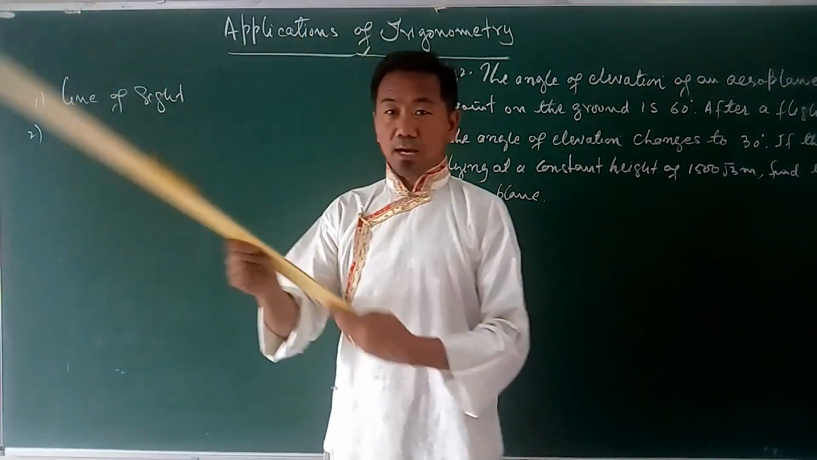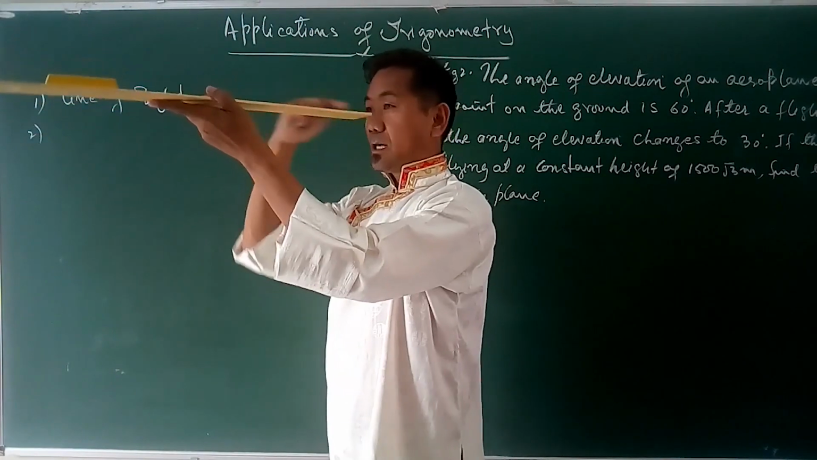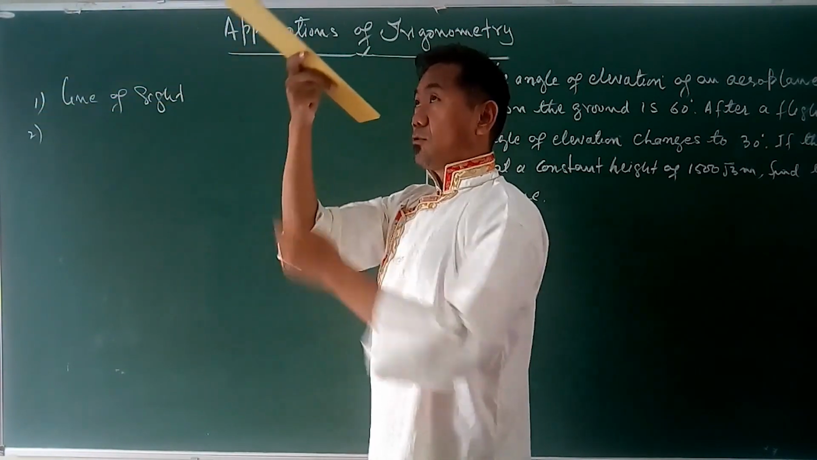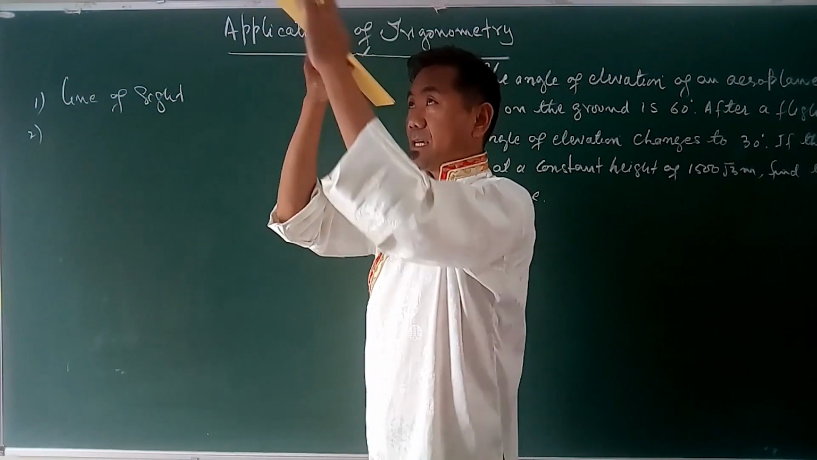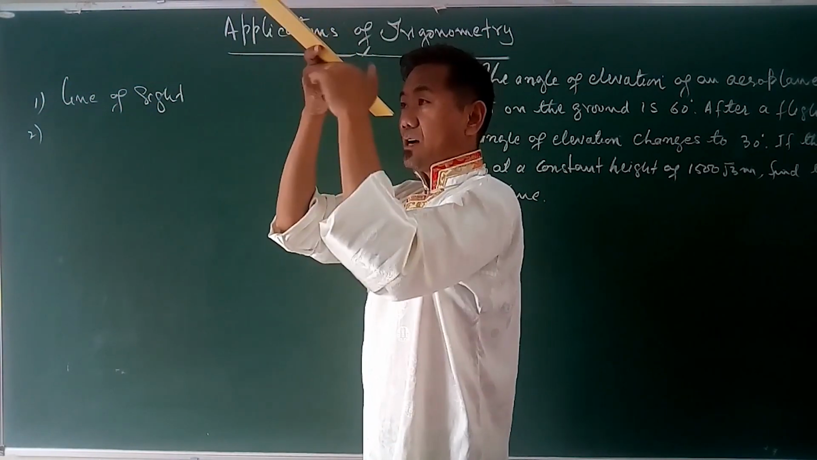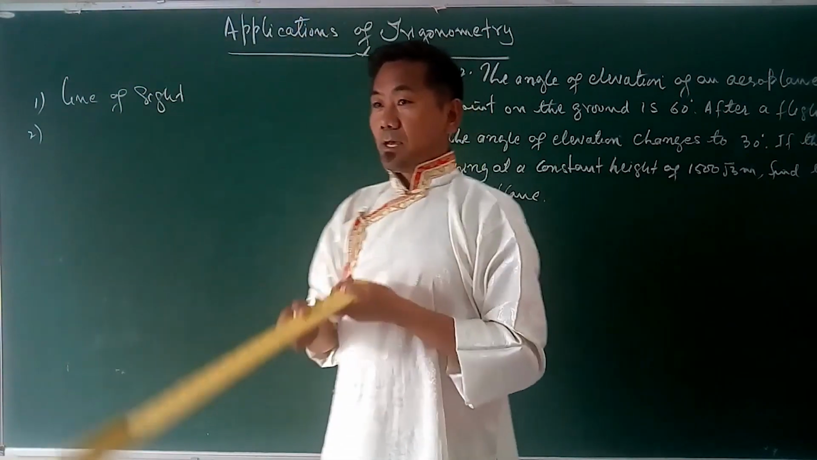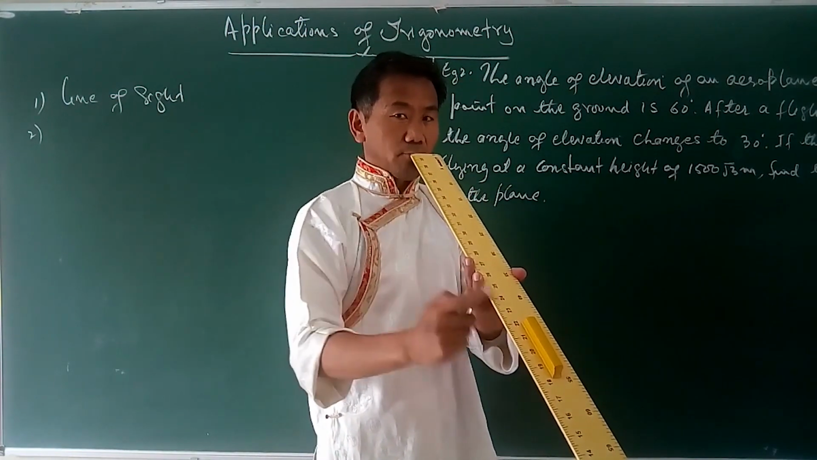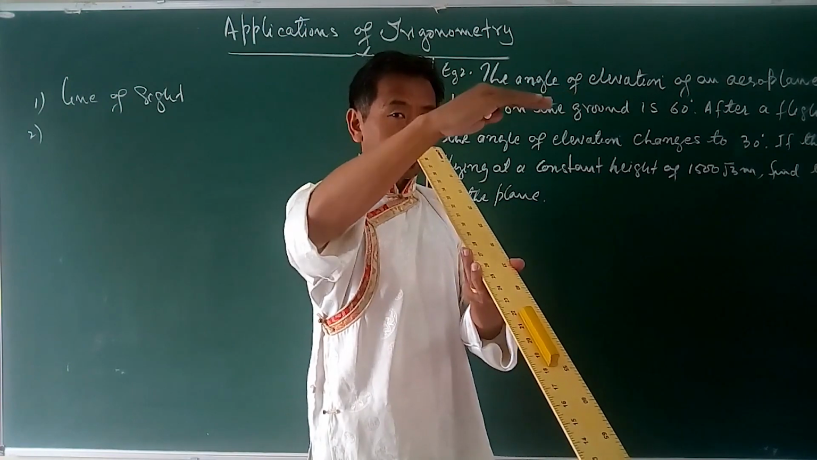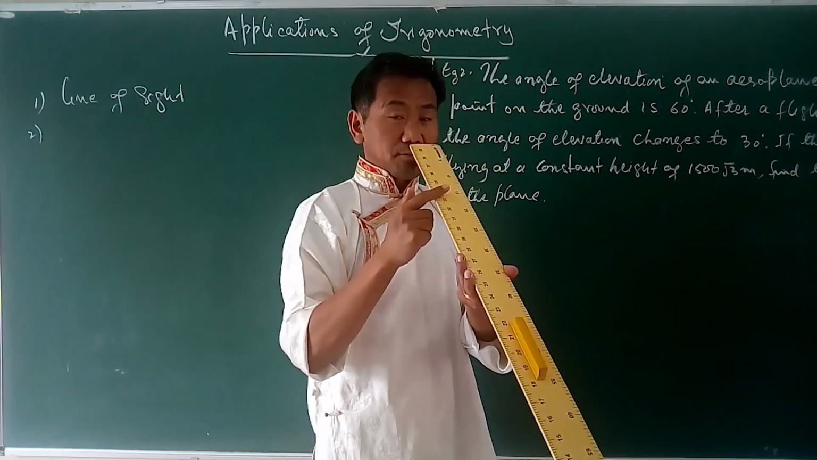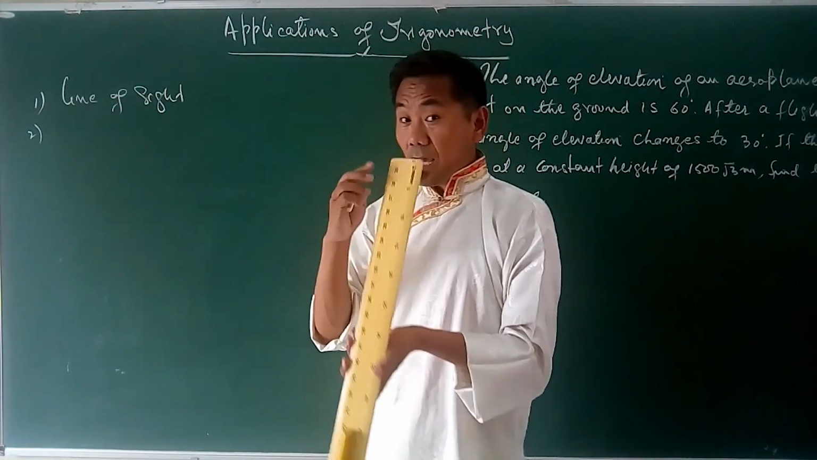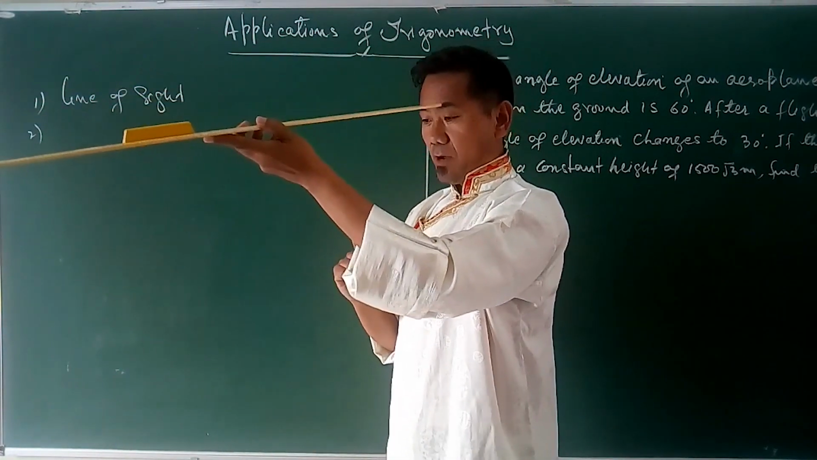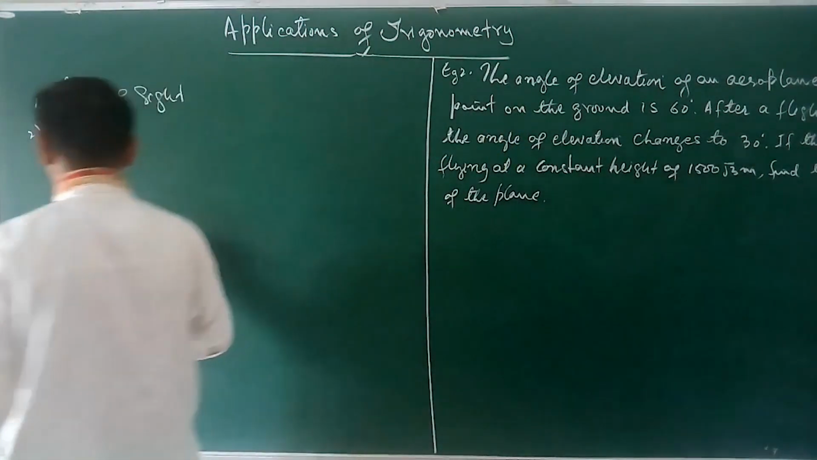So let's see. Draw the horizontal line from the observer's eye. The line of sight and the horizontal line together form an angle. When the object is above the horizontal, that angle is called the angle of elevation, and when it is below, it is the angle of depression.